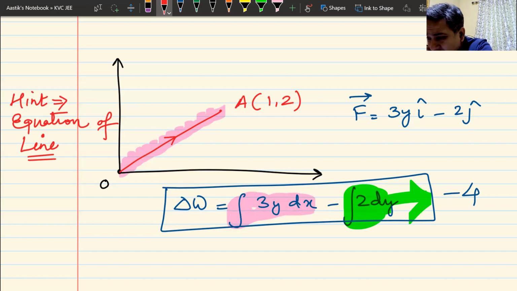What is the equation of line? Which line, what line? You must put your head to it, which line, what line? Otherwise, I solve the entire question. So that is a hint. Equation of line. Think about the equation of line. You have a path. That path is a straight line. Every straight line has an equation. One minute.